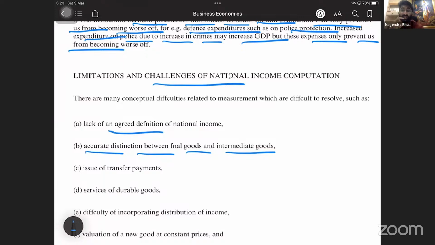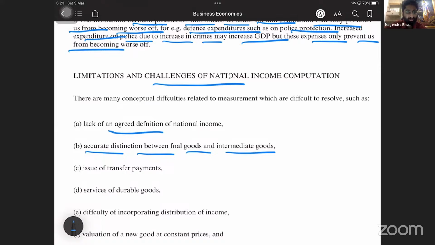Now, sugarcane, in our last class example: sugarcane is a final product in the primary sector, but in the secondary sector, it is an intermediate good. Sugar is a final product in the secondary sector, but it is intermediate consumption in the tertiary sector. So that's why there is the question of how to distinguish between final goods and intermediate goods.